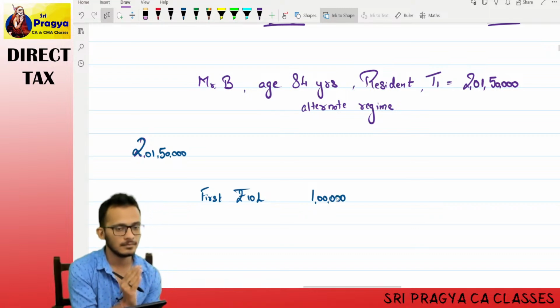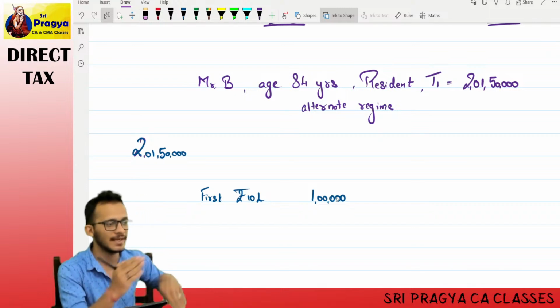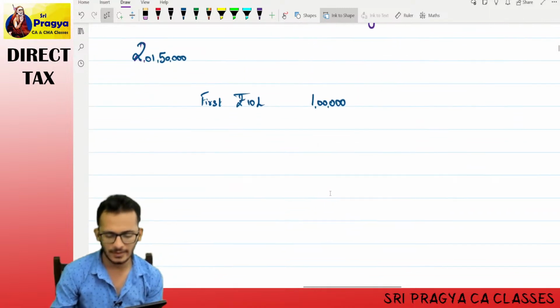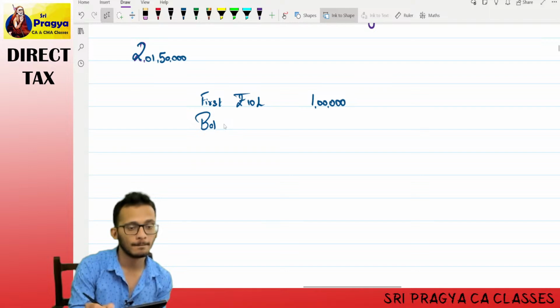I need the right side. Keep the right side of the page. How much is the balance? 1 crore 91 lakh 50,000. Correct?